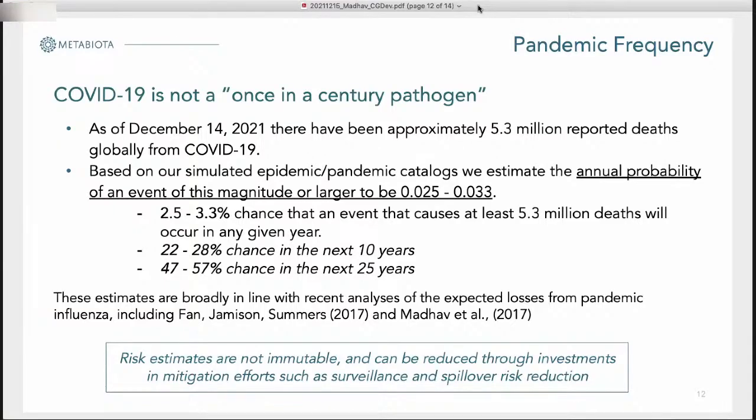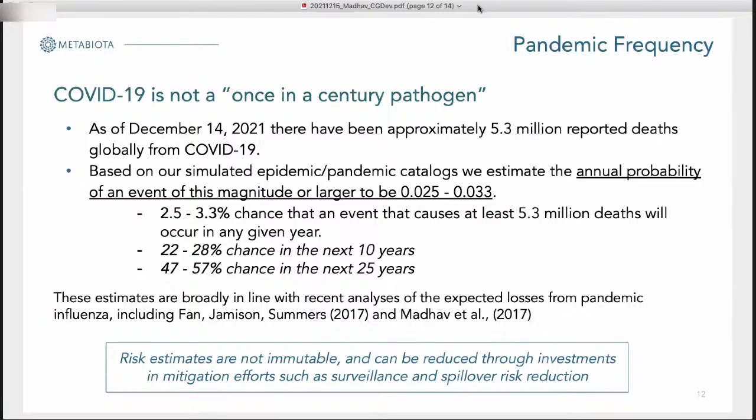So that means the imminence of the next event is sooner than a lot of people may think, and therefore just underlines and underscores the fact that preparedness for the next event, it's never too early to start.